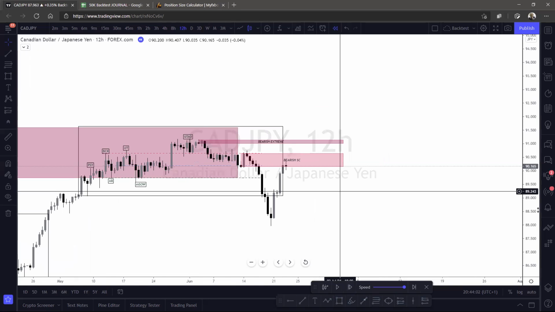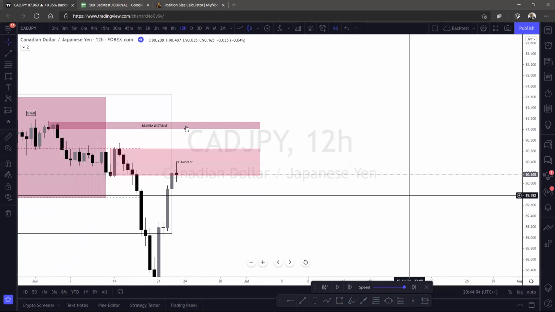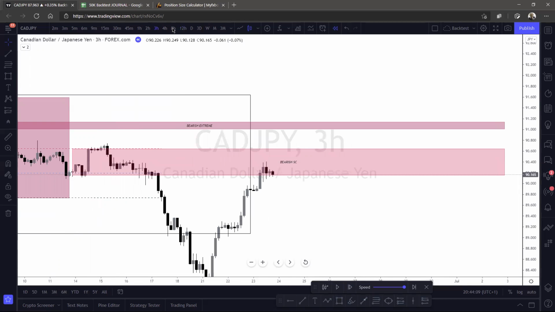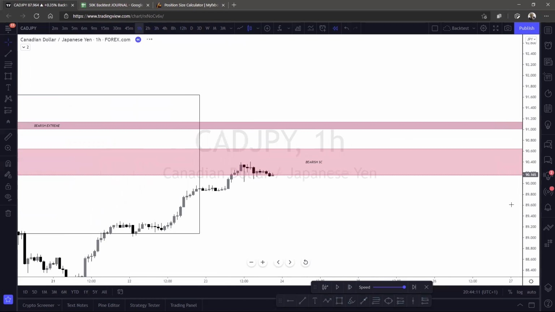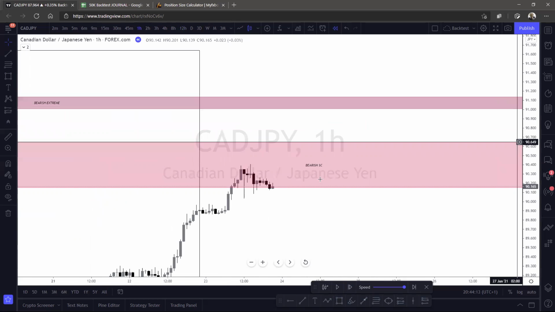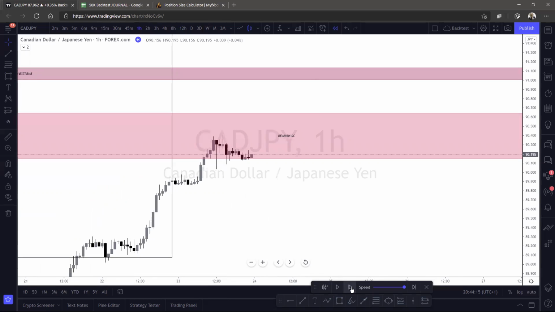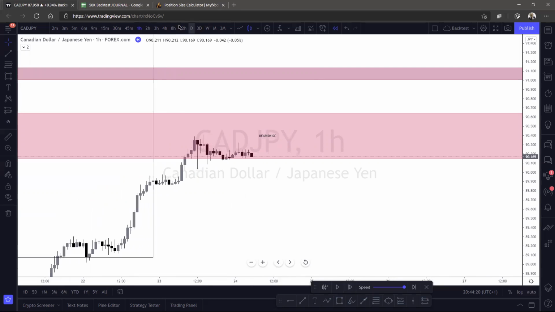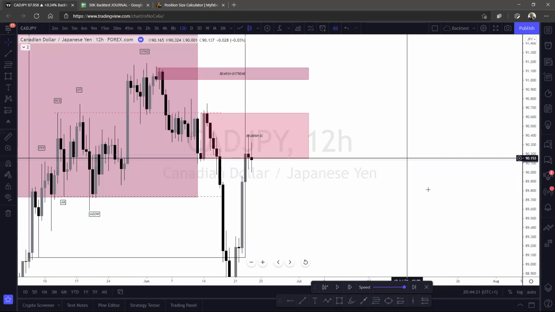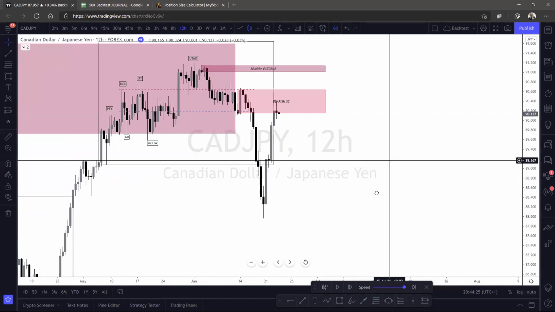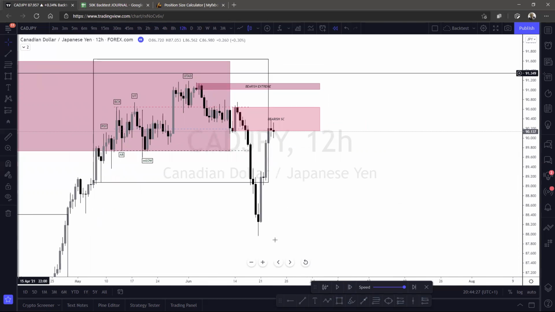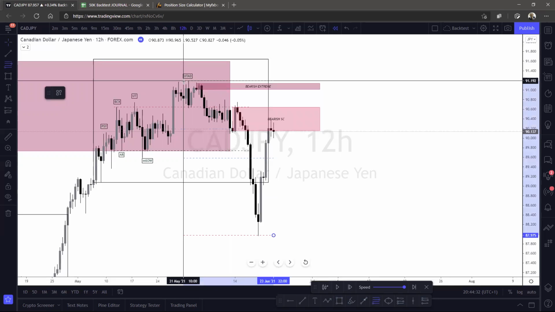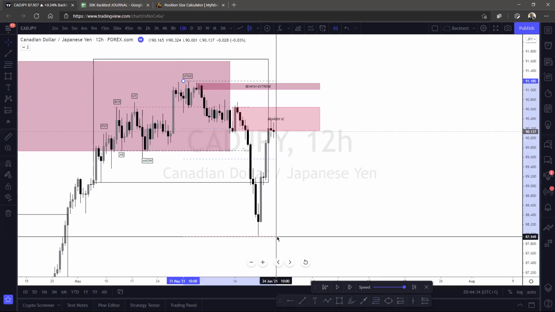Right, so now price tapped into that slingshot. Let's go down to the lower time frame and see what happens. We can see if we can use the Fibonacci as well. If this is our new leg, you can see how deep it has retraced.